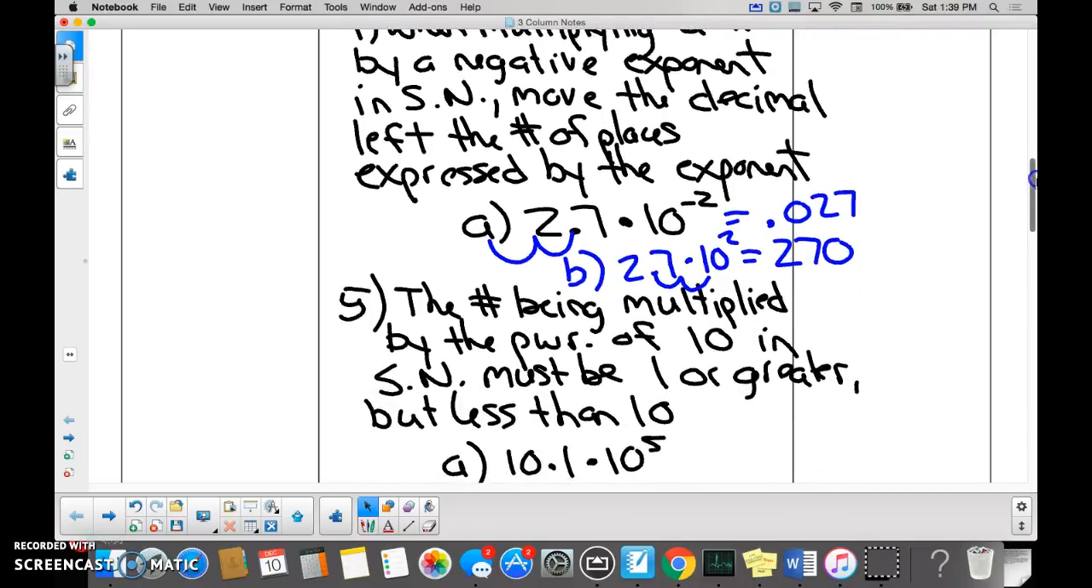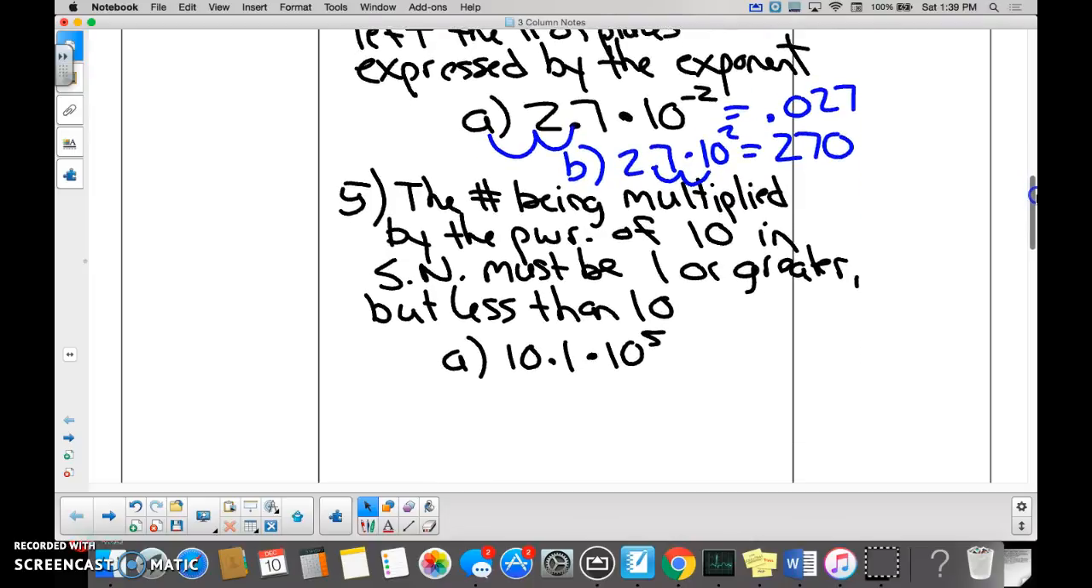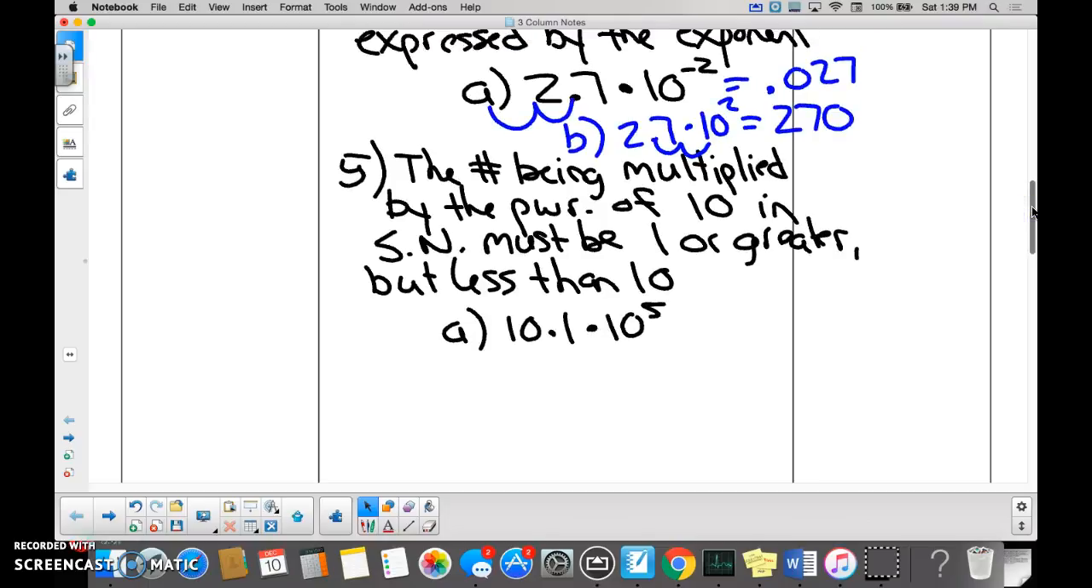You need to remember, if you don't already know this, that the number being multiplied by the power of 10 in scientific notation must be 1 or greater but less than 10. The example I give you here is 10.1 times 10 to the 5th. This is not scientific notation because the number we're multiplying by 10 is 10.1. 10.1 is not less than 10. It is greater than 10.